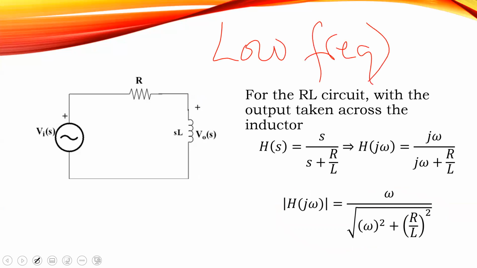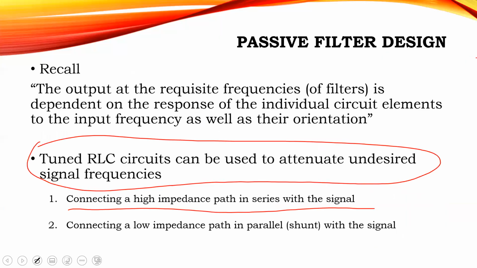So we are blocking or attenuating low frequency. Okay? And what is the rule? The rule is we either connect a high impedance in series or a low impedance in parallel. Good. So we don't want low frequency.